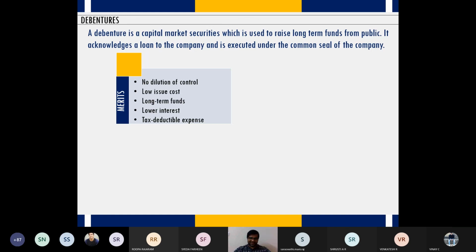So issue cost is less, interest rate is also less, and the interest you pay to the debenture holders can be deducted from your profit and loss account. The moment you deduct an expense from the profit and loss account, your profits will reduce and tax will also be less. On the other hand, dividend paid to a shareholder is not a deductible expense. Dividend itself is a profit, so you can't deduct profit from profit. Dividend is nothing but profit given to shareholders. You cannot say, I've given dividend to shareholders, so I'll deduct it from my profit. So these are some of the advantages of debentures.